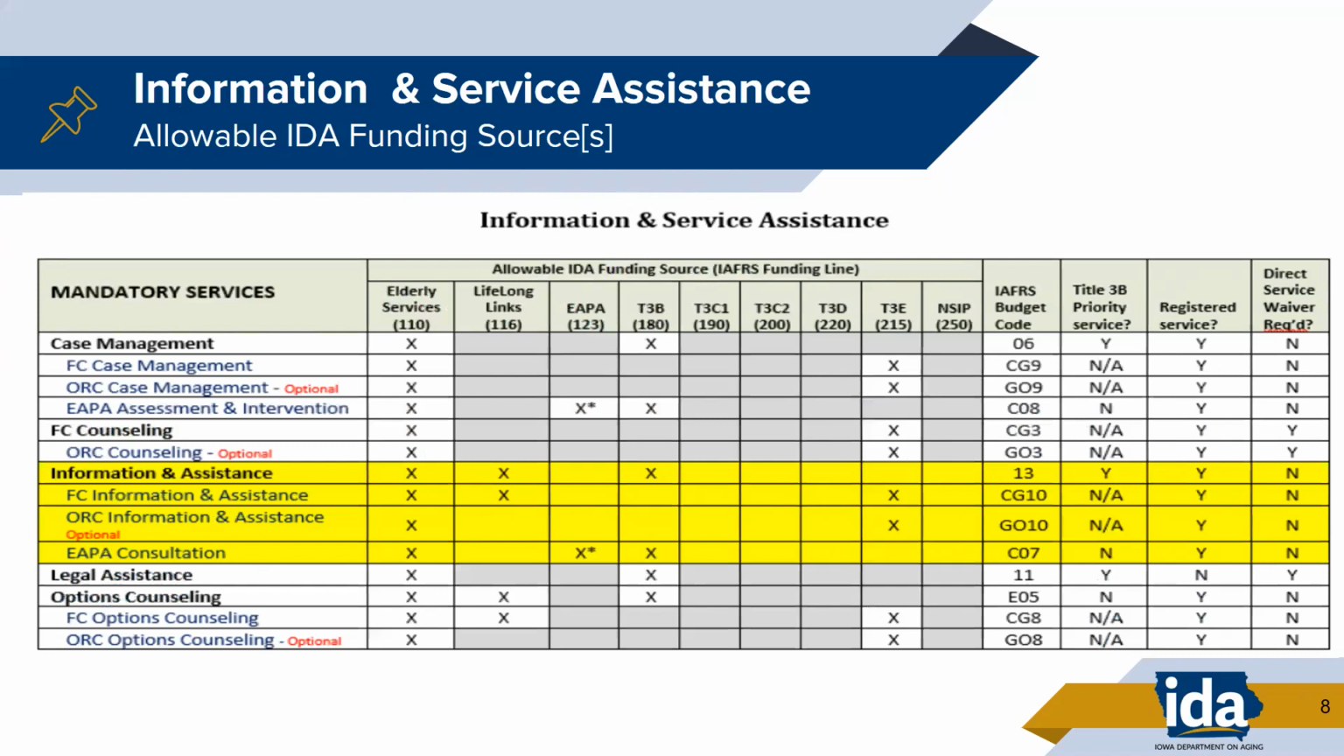Information and assistance is a Title III-B priority service. The Commission on Aging sets the minimum percentage of funds to be expended for identified priority services. Refer to the service expenditure requirements information in Chapter 2 of the reporting manual for more information about Title III-B priority service. 10% of all Title III-B funds must be expended for access services, which includes information and assistance.